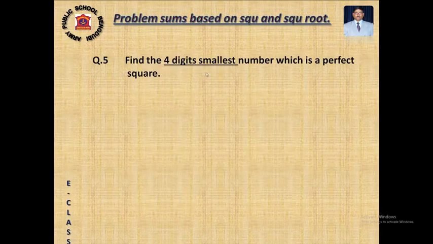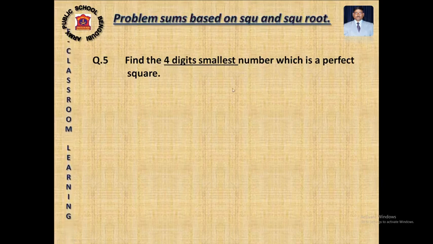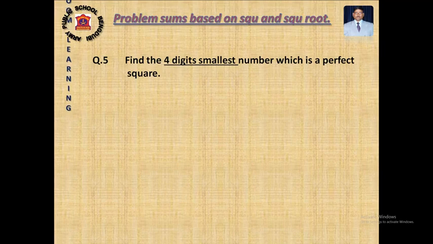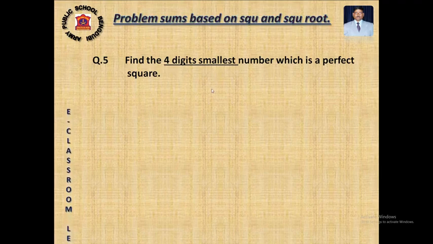Coming to the next question. Find the smallest 4-digit number which is a perfect square. What is a 4-digit number? 1000. But 1000 is not a perfect square number. So if we deduct a little bit from 1000, it will be 999. But 999 is a 3-digit number. So your answer should be 4-digit and also a perfect square number.